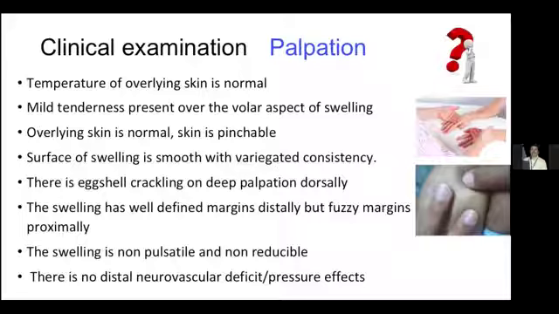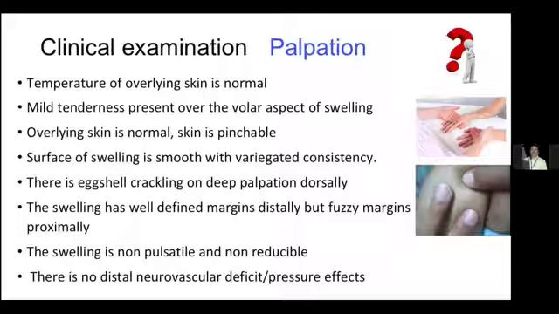Let's move on to the palpation. The temperature of overlying skin is normal. There is mild tenderness present over the volar aspect of the swelling, but more or less it is non-tender. Overlying skin is normal. You can pinch the skin over the swelling all around. Surface of the swelling is smooth with variegated consistency, more so towards the volar aspect where there was tenderness. On deep palpation, there is eggshell crackling on the dorsal side where there is no tenderness and the consistency is firm. The swelling has well-defined margins distally, but slightly fuzzy margins proximally. The swelling is non-pulsatile and non-reducible. There is no distal neurovascular deficit or any pressure effects.